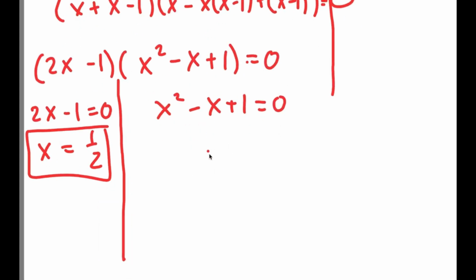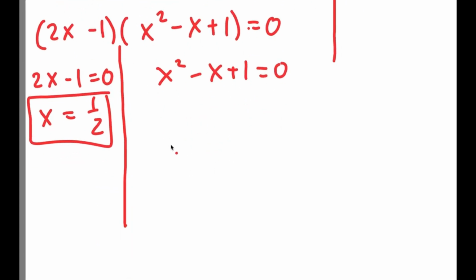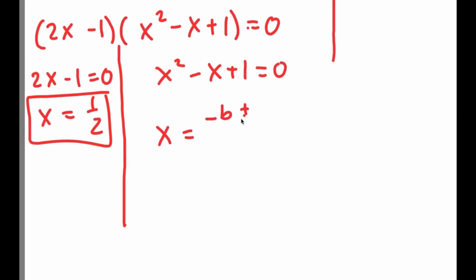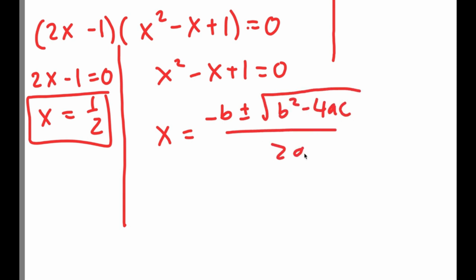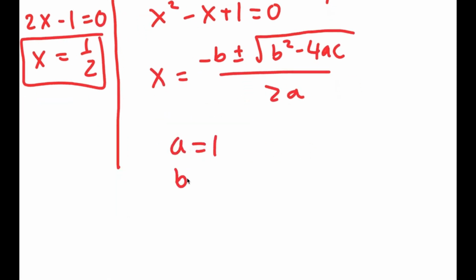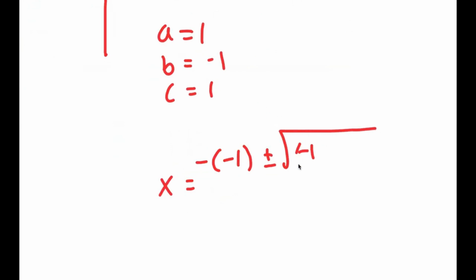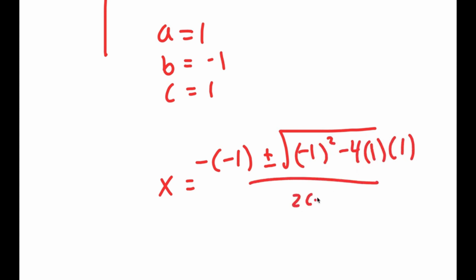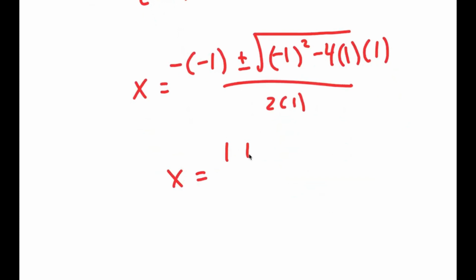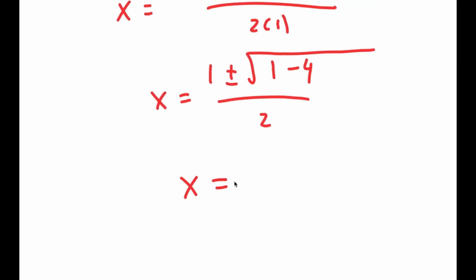And to solve this, I can use the quadratic formula, which is negative b plus or minus the square root of b squared minus 4ac all over 2a. So in this case, a is 1, b is negative 1, and c is 1. So I get x is equal to negative negative 1 plus or minus the square root of negative 1 squared minus 4 times a, which is 1, times c, which is 1, all over 2a, so 2 times 1. And this is equal to positive 1 plus or minus the square root of 1 minus 4 over 2, which is equal to 1 plus or minus the square root of negative 3 over 2.